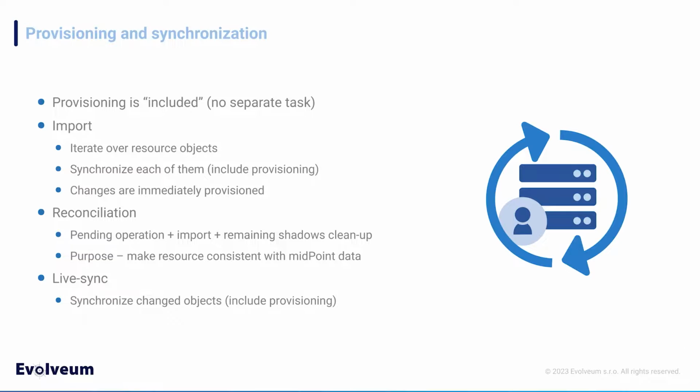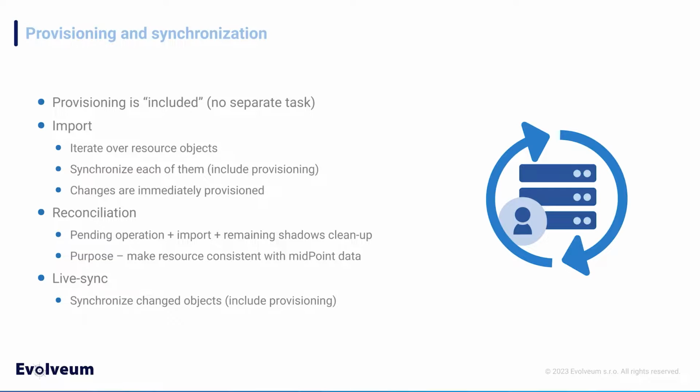Then we have reconciliation, which is basically an extension of the import task. So what does it do? It's iterating over all shadow objects that we have, and even over our resource object. And it's starting with pending operations. If there's some operation cached that is supposed to be executed but couldn't be, reconciliation will fix this pending operation first. Then it will do everything that import is doing, so iterate over all the resource objects and make sure all of them are synchronized.